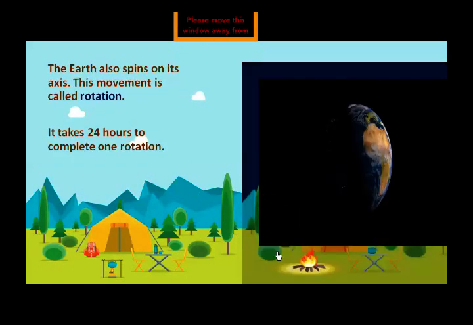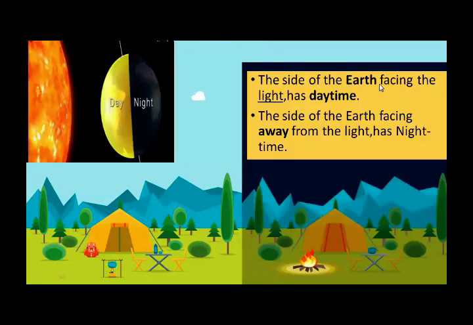And the next one is that the side of the Earth facing the light has the daytime. You can see here, this is the sun. Beta, the yellow, the brightest thing, is the sun, and this is the Earth. The side of the Earth facing the light of the sun has the daytime. The yellow part shows the daytime.